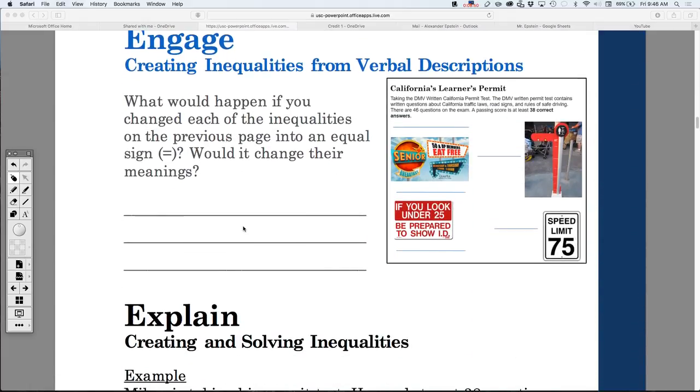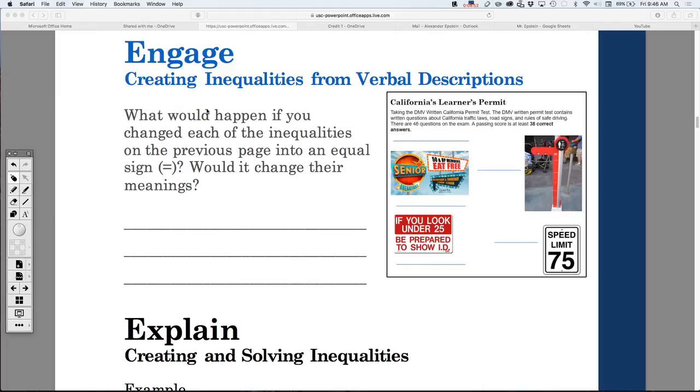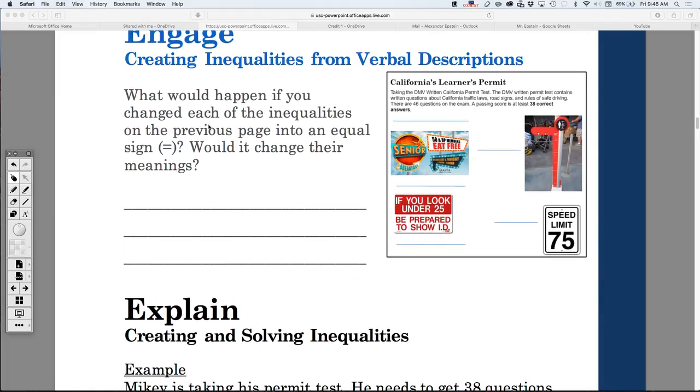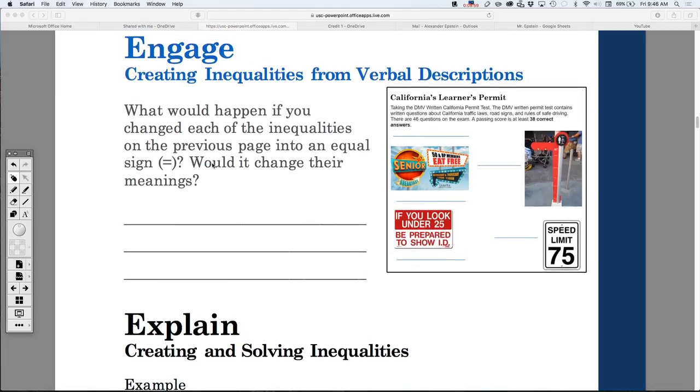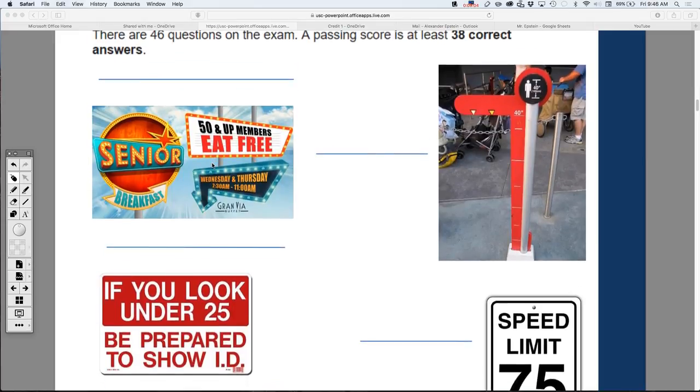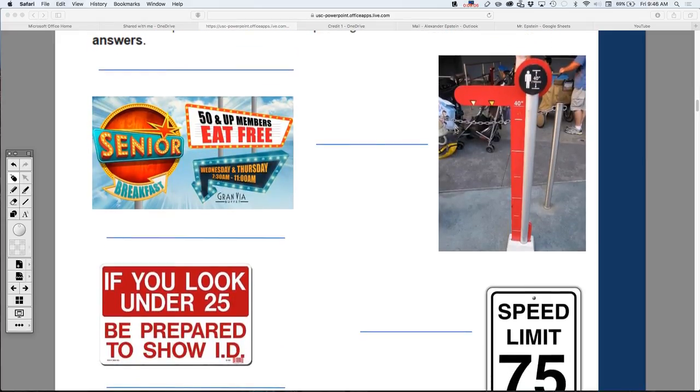Okay, creating inequalities from verbal descriptions. What would happen if you change each of the inequalities on the previous page into an equal sign? Would it change their meanings? Oh, I see what we're doing. So we're going to look at each of these and make an inequality. Let's do the first one together. So you look at this sign right here. You guys have it on your paper if you can't see it there. And there's a 40 here and an arrow down. So how do you think this is? What are you talking about first?